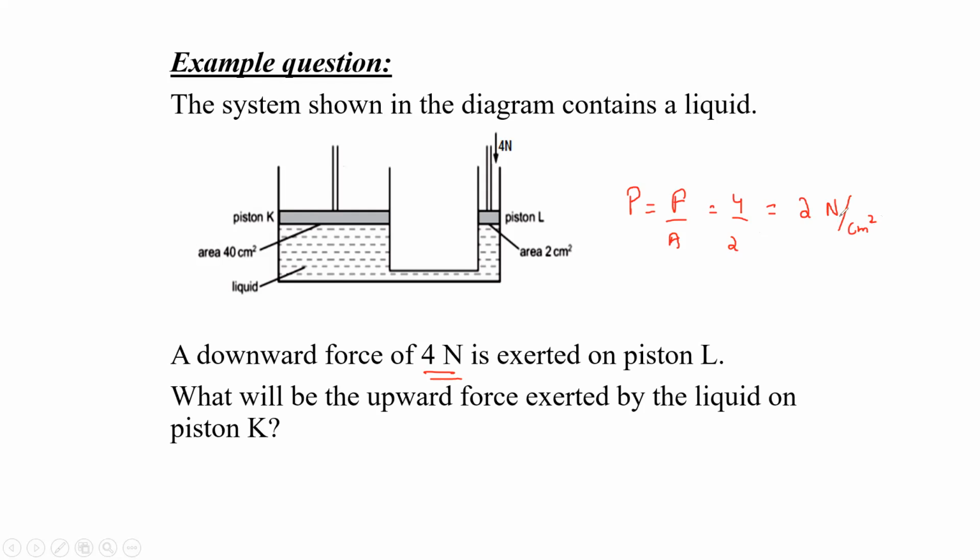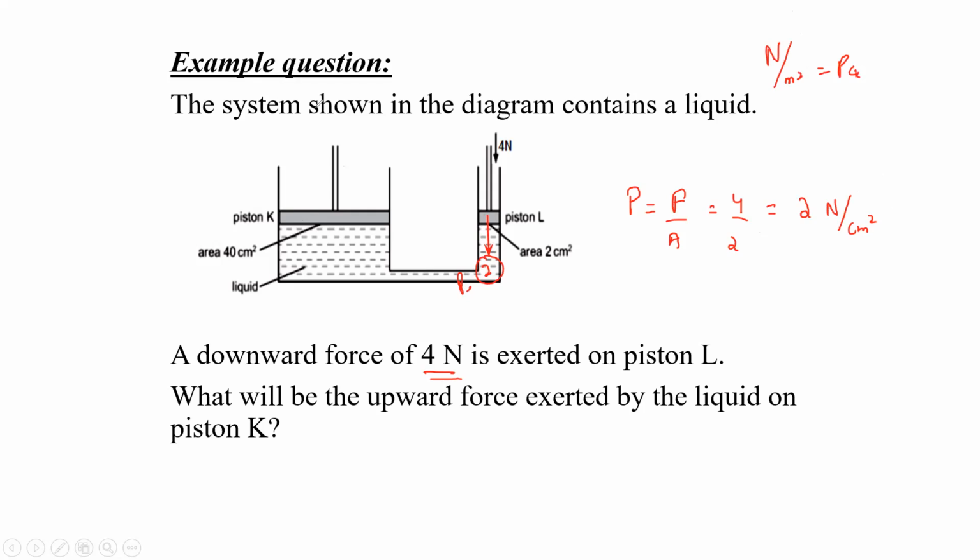Why did I not write Pascal here? Because Newton per meter square is equivalent to Pascal. Newton per centimeter square is not Pascal. That's why you can write Newton per centimeter square. So the pressure which we are applying is 2.